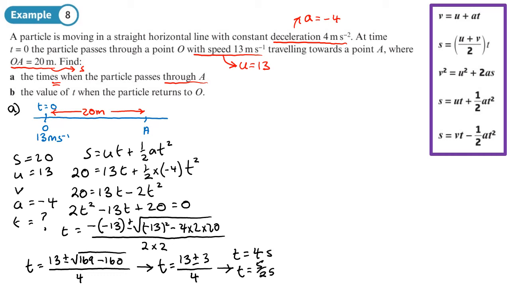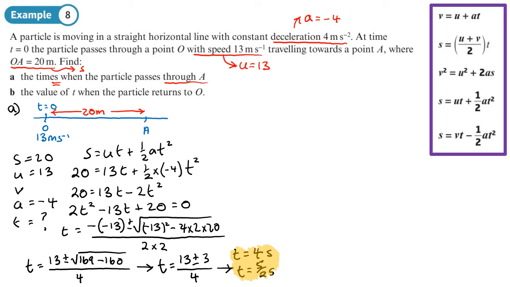Okay, so here we go. These are the times at which the particle passes through A. So basically what happens is after 5 over 2, or 2.5 seconds, it passes through A, and it stays beyond A for another 1.5 seconds, and then at 4 seconds it gets to A, and then it carries on actually accelerating in a negative direction.